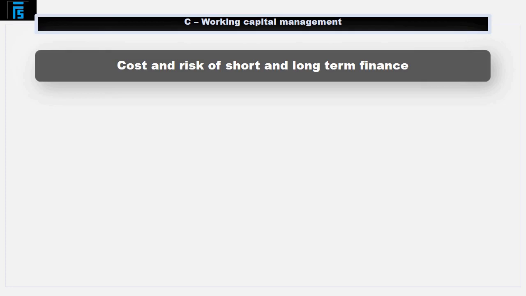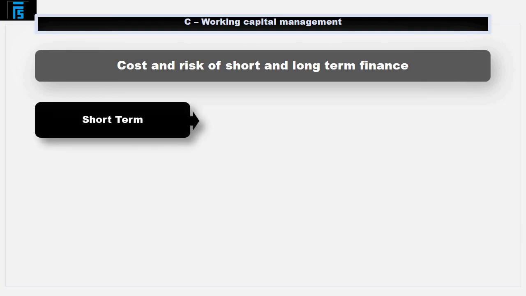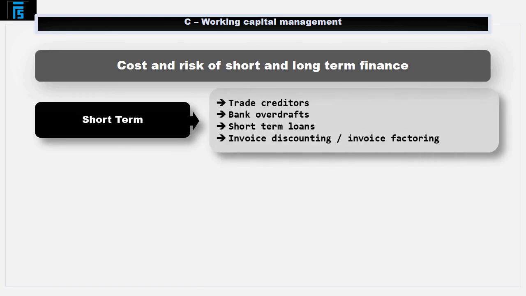The cost and risk of short and long-term finance. You should already be familiar with the concept of long and short-term financing. In the context of working capital, sources of short-term finance include trade creditors. When organisations buy from suppliers, usually they will not pay up front. Instead, they will receive the goods on credit and get paid after 30 days, or whatever their supplier's terms of trade are. This is a free source of short-term finance.